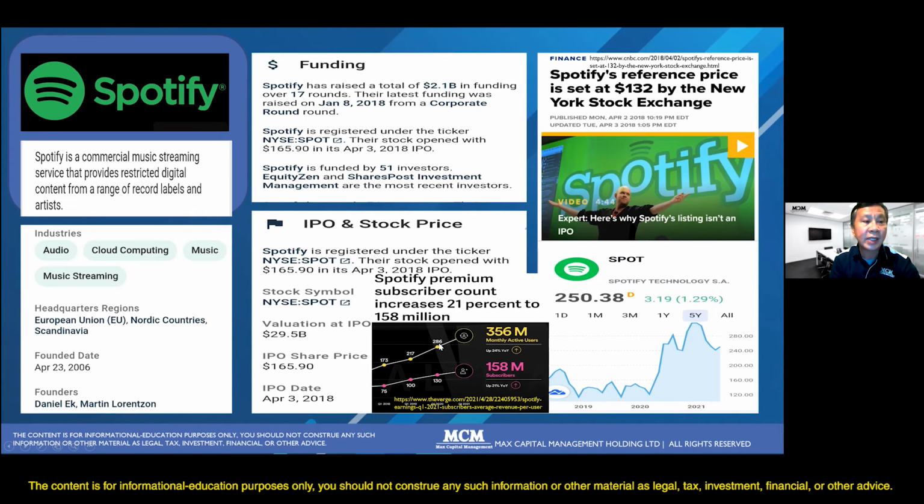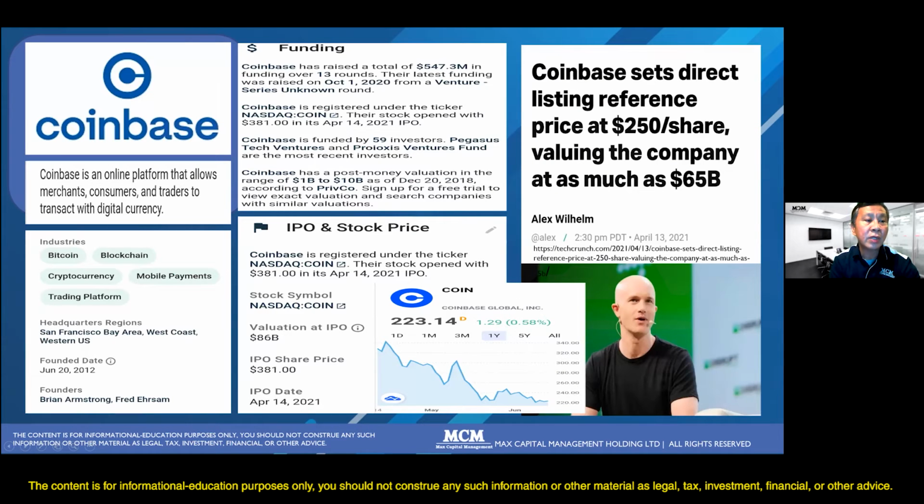So another company that we want to look at is Coinbase. Coinbase, as we know, is a cryptocurrency exchange that charges on every transaction its merchants, consumers, and traders make on its platform. It was founded in 2012, and it raised a total of 547 million over 30 rounds of investment, from 59 investors.